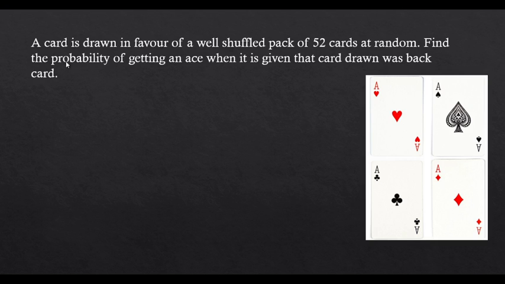Let us look at this sum based on conditional probability. A card is drawn at random from a well shuffled pack of 52 cards. Find the probability of getting an ace, given that the card drawn was a black card.